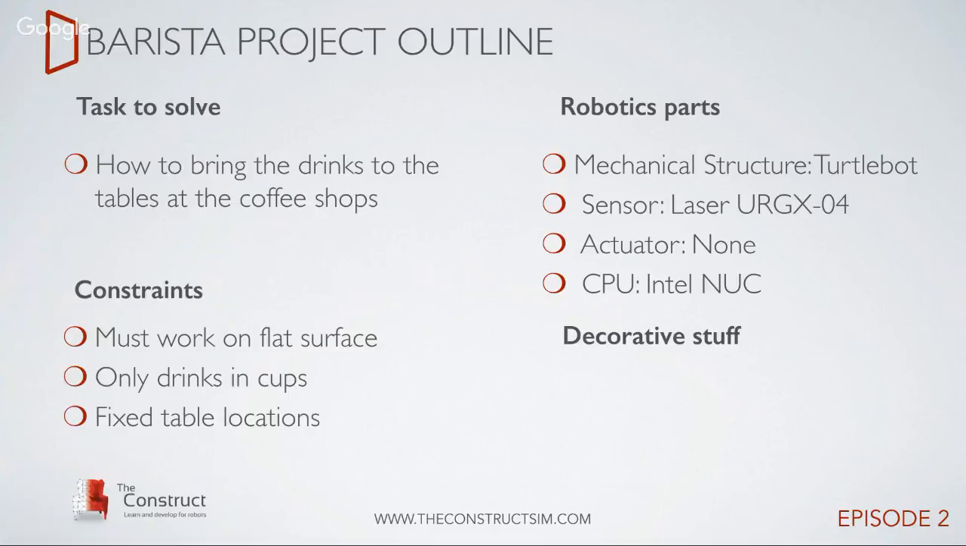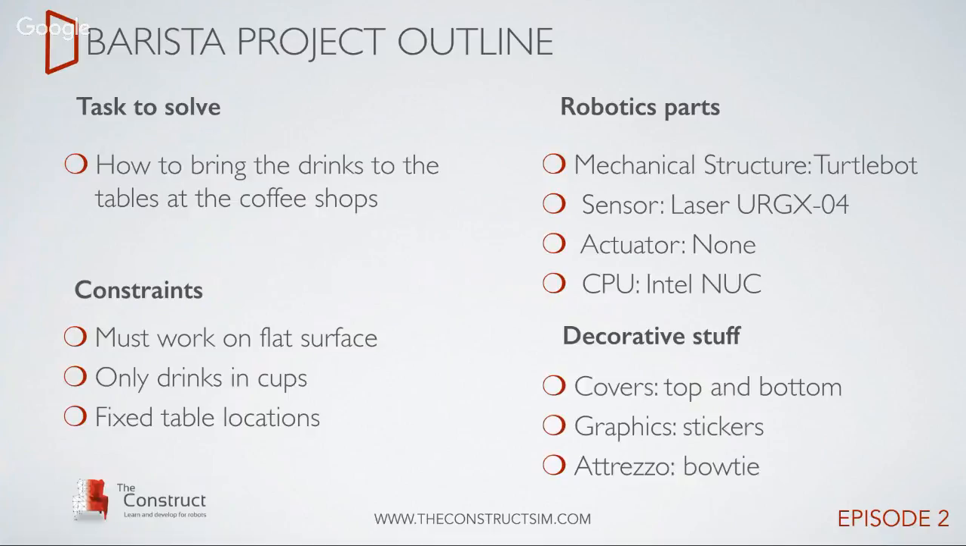Then after we decided this about the robotics parts, we had to decide about the decorative stuff, because if you build a product, it's not only the functionality that matters, but also how your final product looks. And here is where you have to select things. For the Barista robot, we needed the covers for the top and bottom, some stickers in order to get the image of the place where the robot is going to work, and some attrezzo, a bow tie, in order to make it more like a gentleman or something like that.